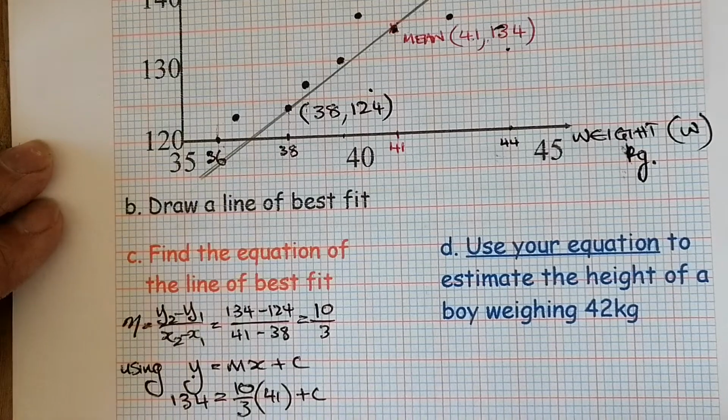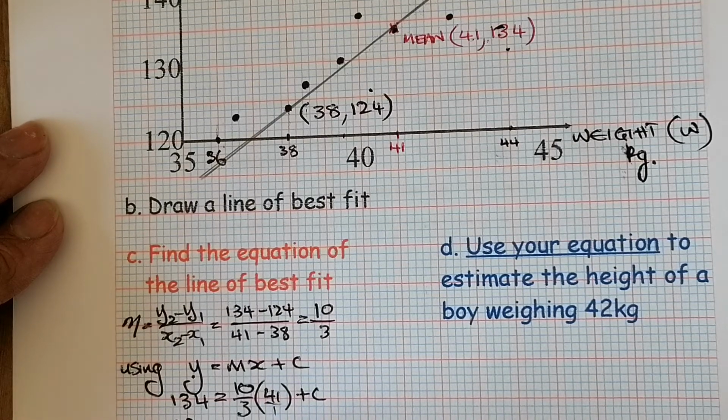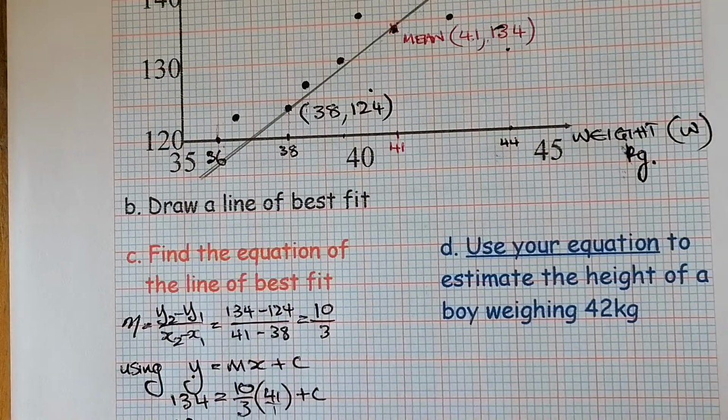And we've got a plus c going on there. Right, from there, what I can do is work out this part here. So 10 over 3 times 41. Remember, if I'm working out fractions, just multiply straight across at the top. 410 all over 3.